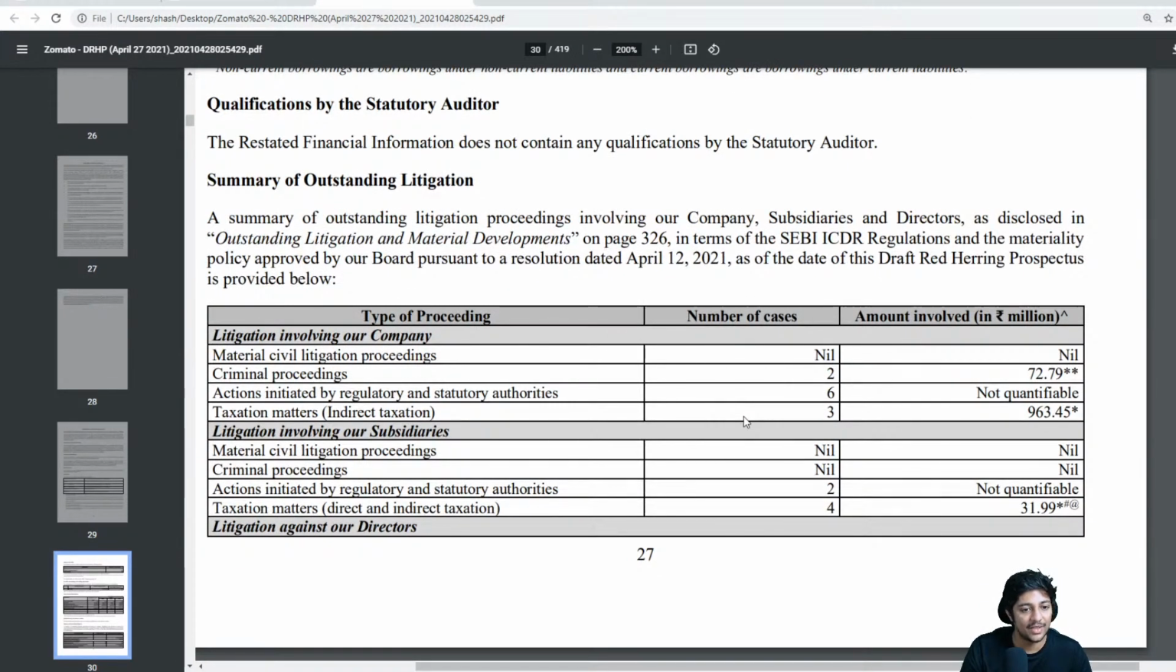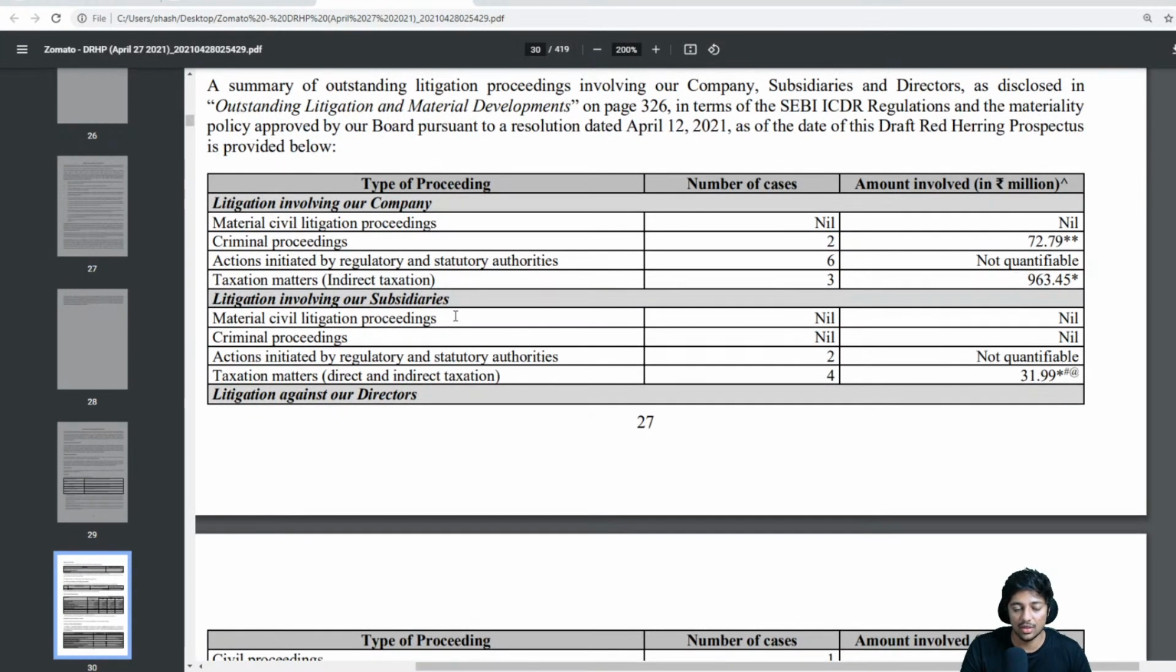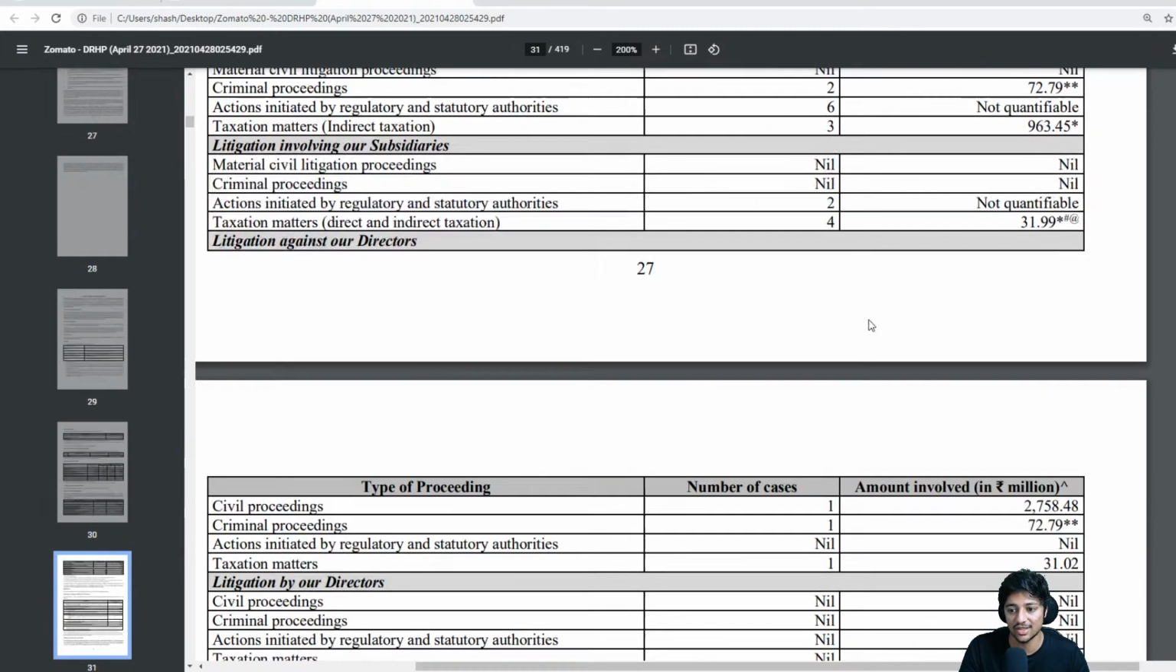So we'll keep going down. Then you come to something known as the summary of outstanding litigation. This basically means what are the different types of cases on this company. This is usually good to see, because if there are too many cases, then something is wrong with the company which might affect it in the future. So your shareholding might get affected also. That is something you need to watch as well.